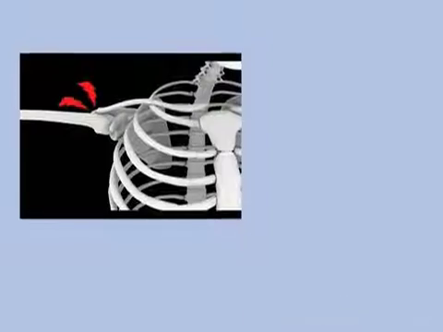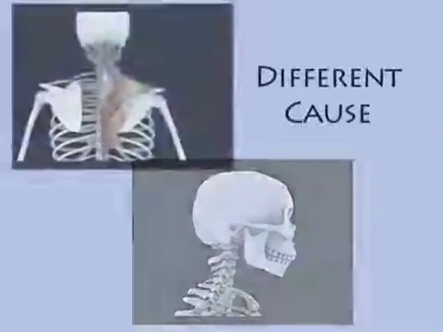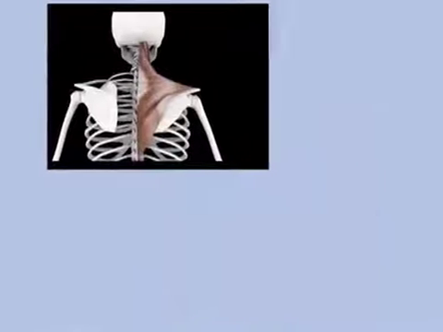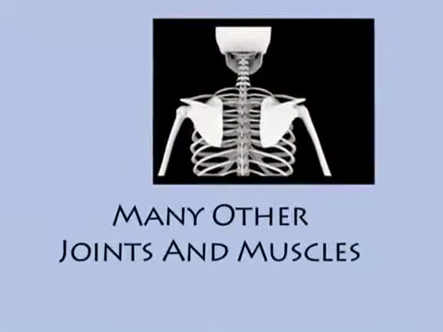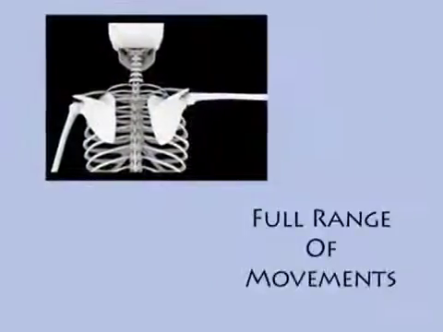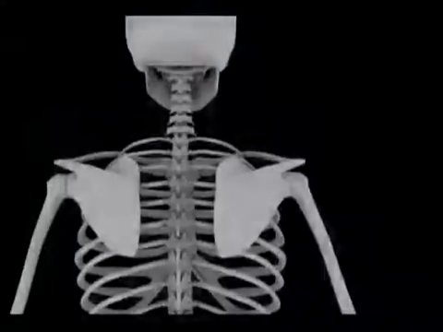What you are about to see is a video animation describing the circumstances that cause the condition known as frozen shoulder syndrome. Recent research and patient outcome studies point to a different cause for frozen shoulder syndrome than once thought. The shoulder joint is a complex structure that employs the use of many other joints and muscles to conduct the full range of movements realized in a healthy shoulder joint.